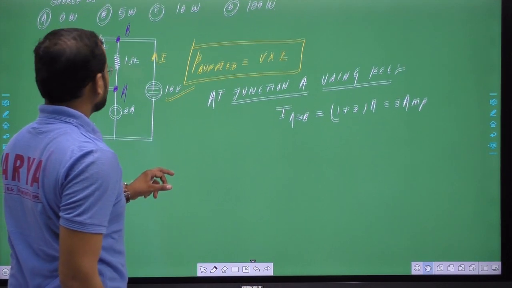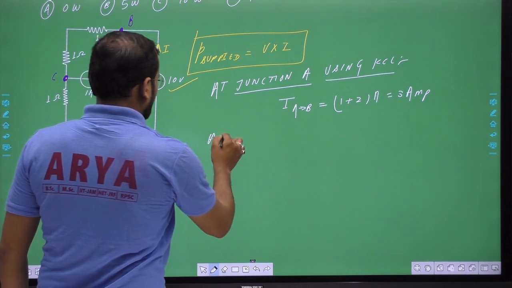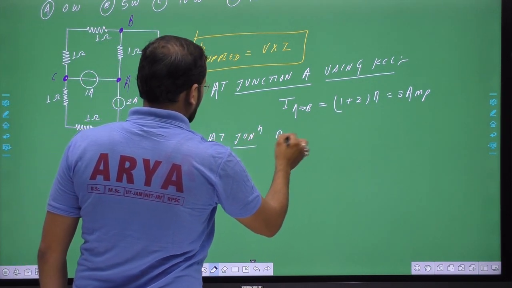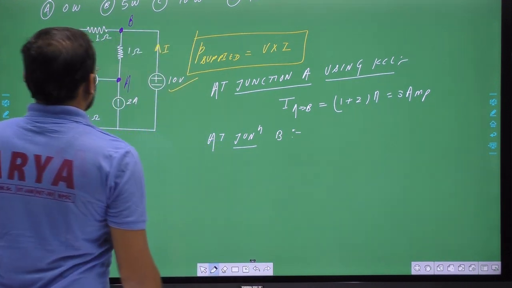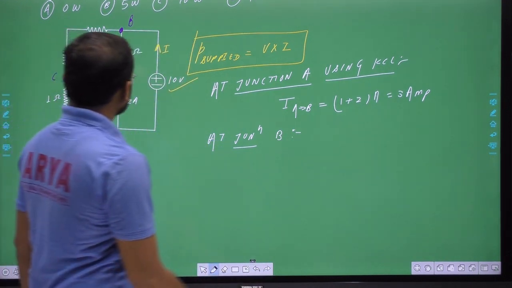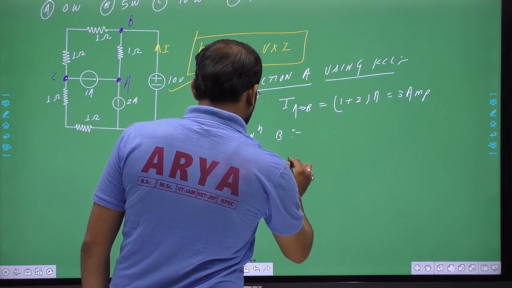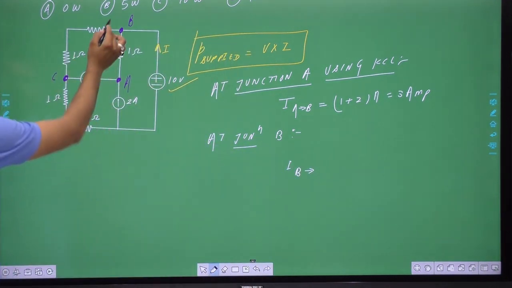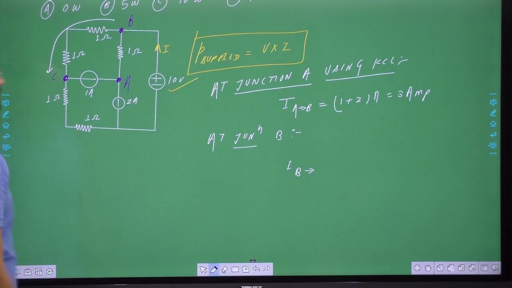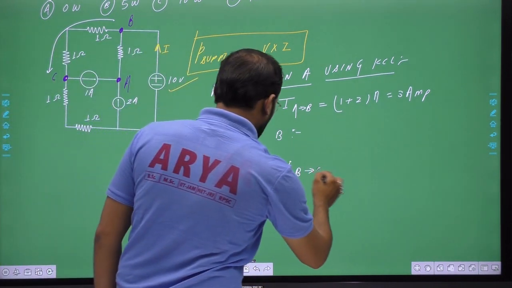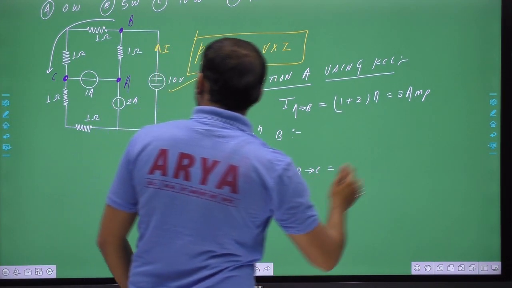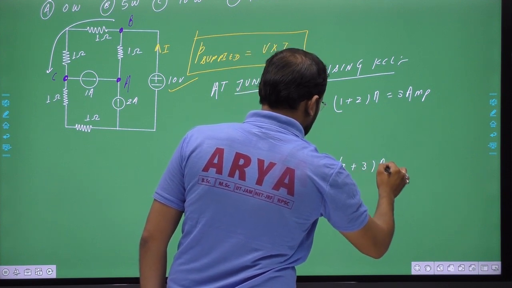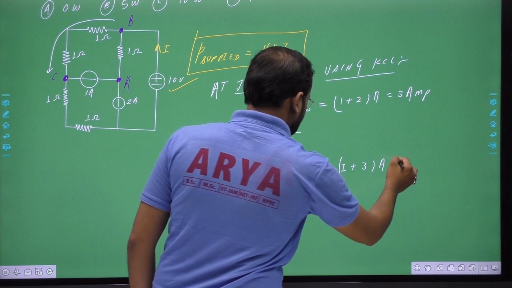Now at junction B, we will have the current from B to C, which is equal to I plus 3 ampere. Okay.